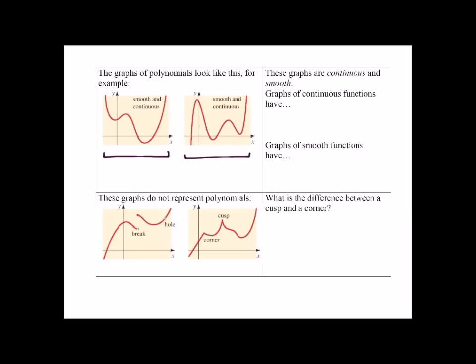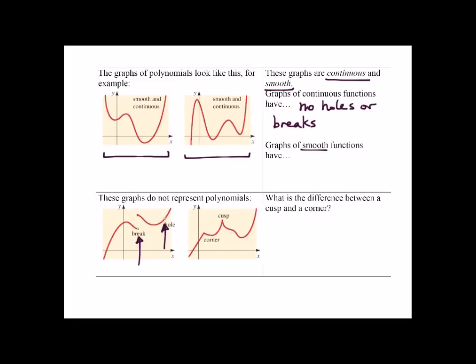These functions have the characteristics of being continuous and smooth. Graphs of continuous functions have no holes or breaks. A hole would look something like this, where you actually have to lift up your pencil, draw a hole, and then continue your graph again. A break would look something like this, where you have to jump from one point to the next.